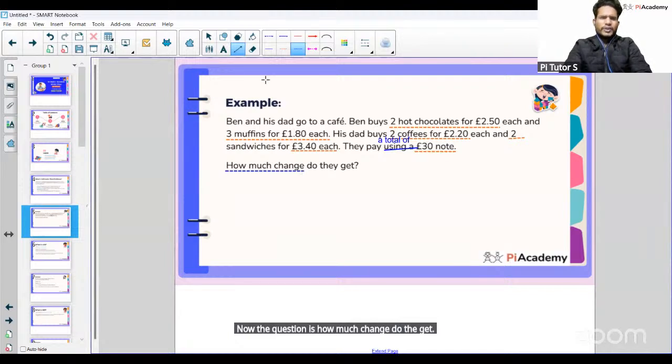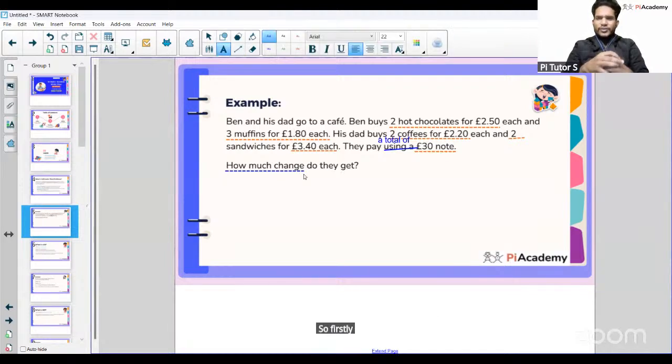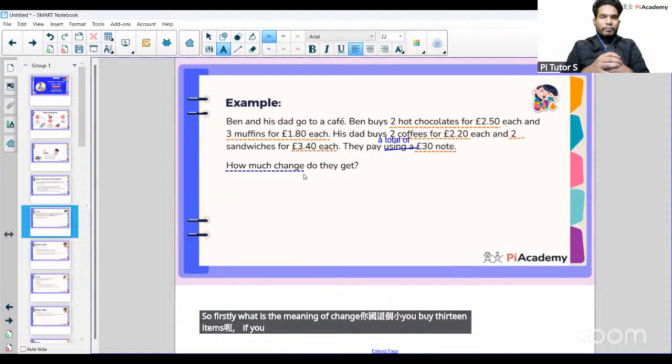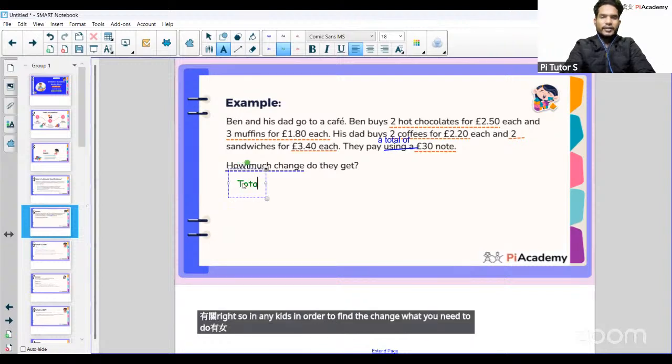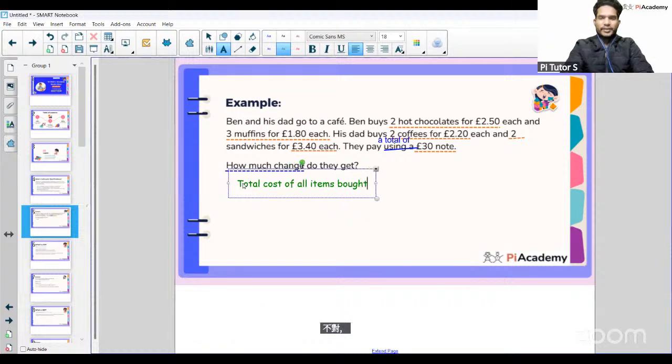Okay. So firstly, what is the meaning of change? You go to a shop, you buy certain items, and if you are paying more than the actual cost of the items you bought, you will get change in return, right? So in order to find the change, what you need to do? You need to find the total cost of all items bought, isn't it?